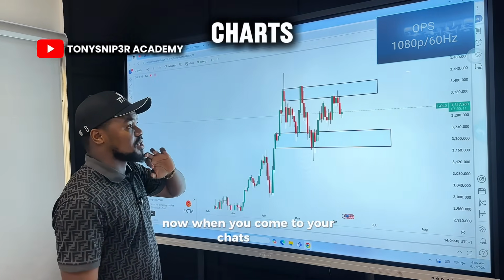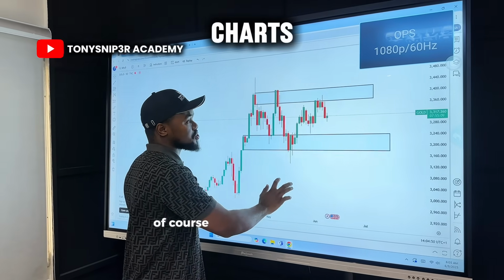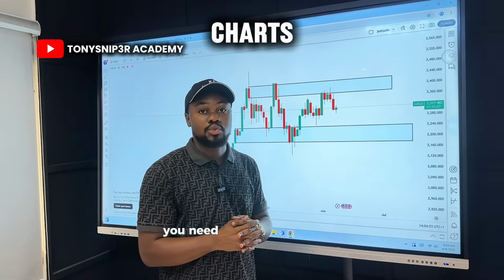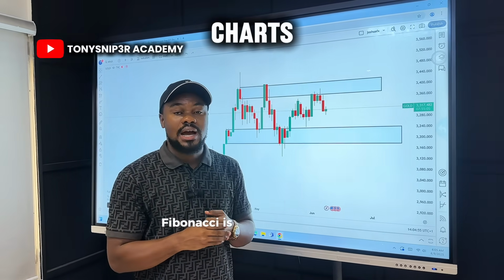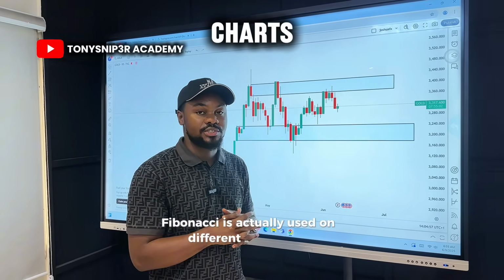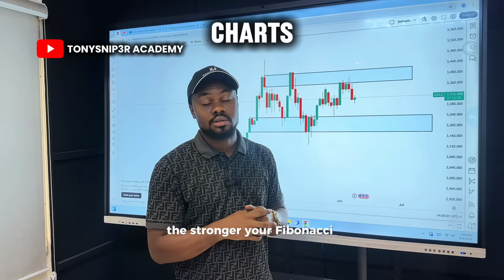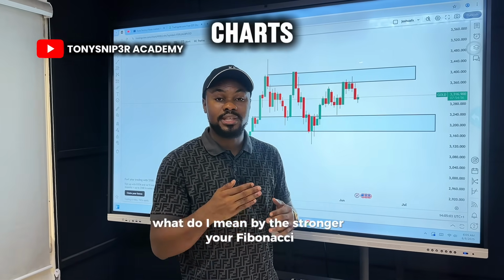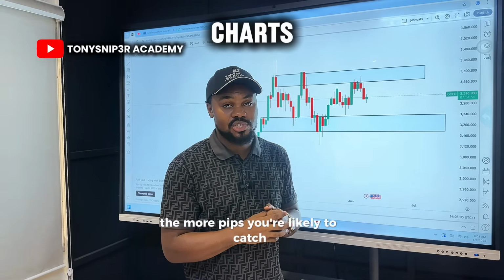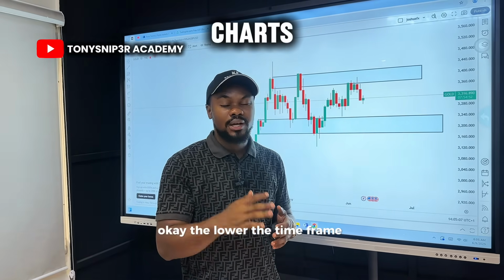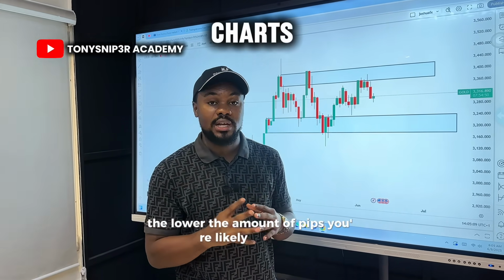Now, when you come to your chart, right? Of course, this is your daily time frame. You need to understand that Fibonacci is actually used on different time frames. Now, the higher the time frame, the stronger your Fibonacci. What do I mean by the stronger your Fibonacci? Meaning the more pips you're likely to catch. Okay? The lower the time frame, the lower the amount of pips you're likely to catch.